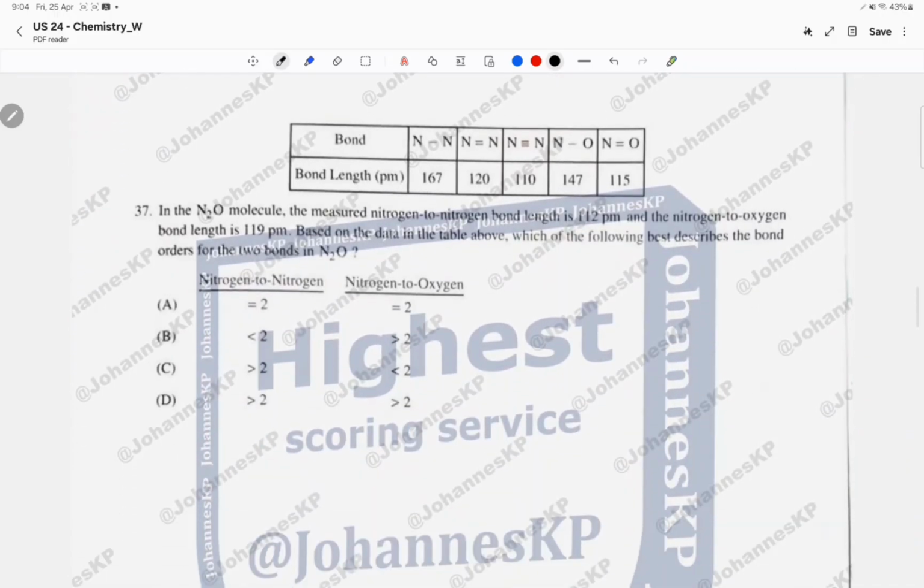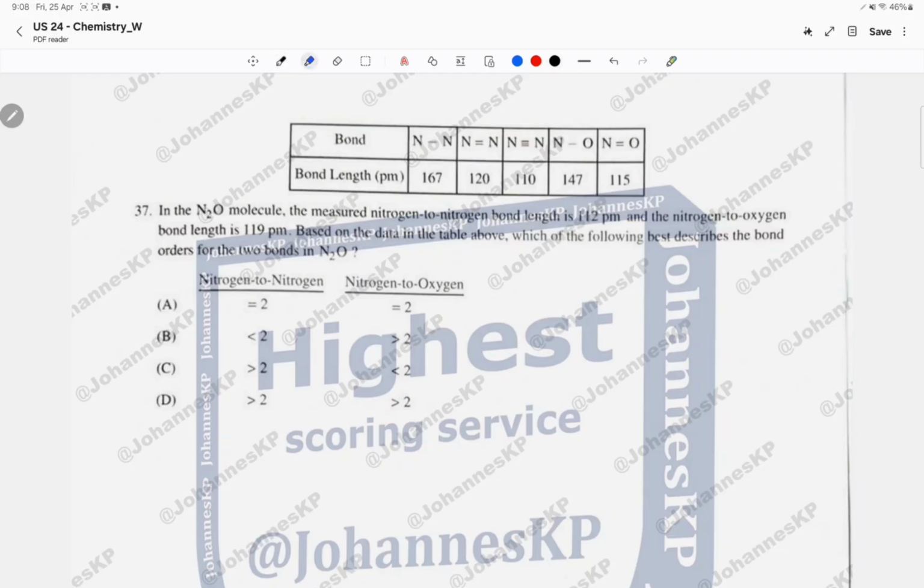Okay. And then the N2O molecule, the measured nitrogen-nitrogen bond length is 112, but the N-O bond is 119. So the N2O molecule, nitrogen to nitrogen, is 112, which I don't see in the table. And N-O is 119, which again I don't see in the table. So there's probably some sort of resonance.